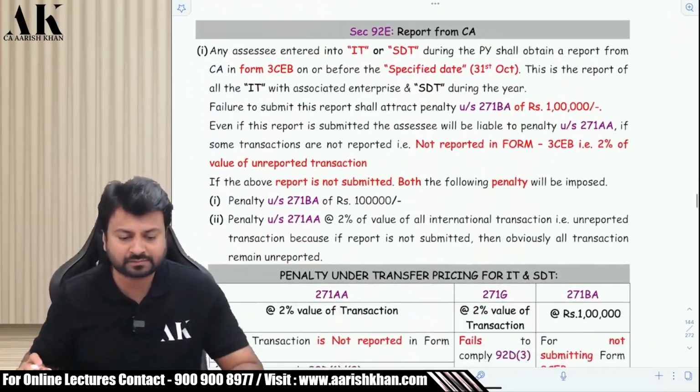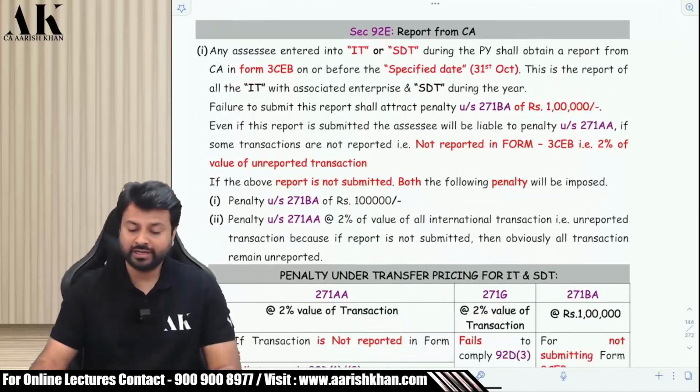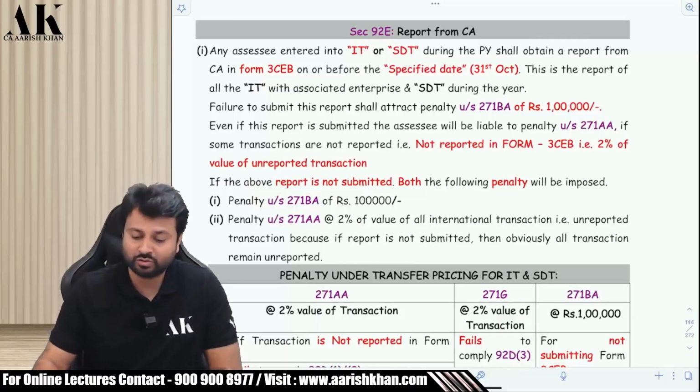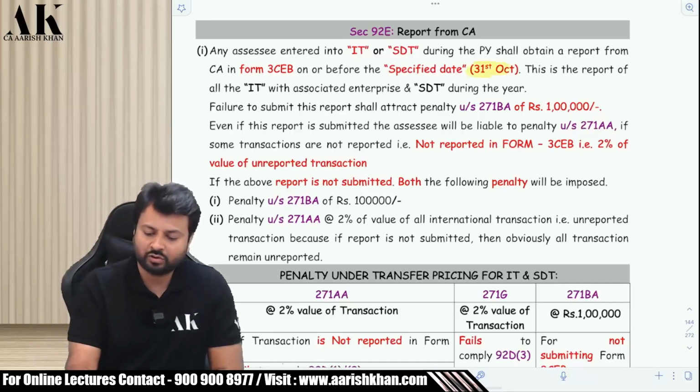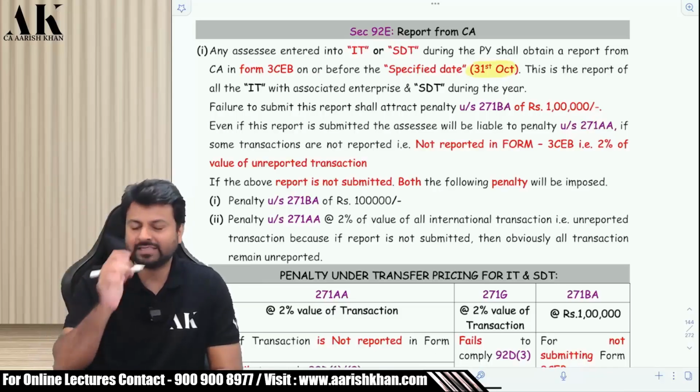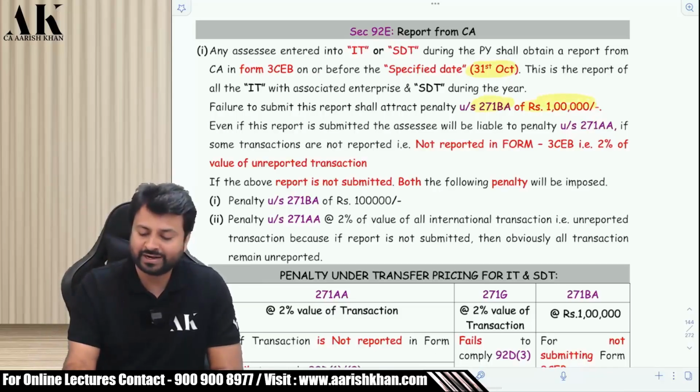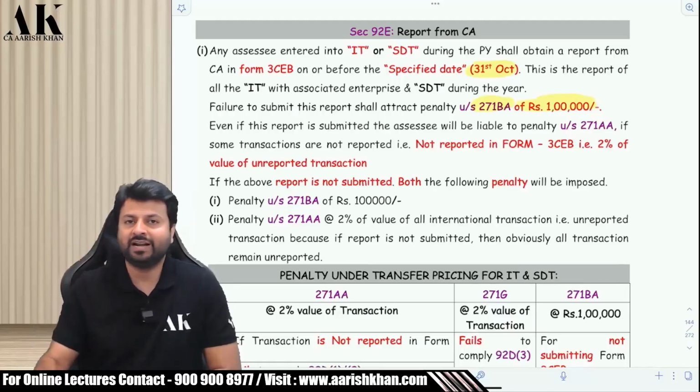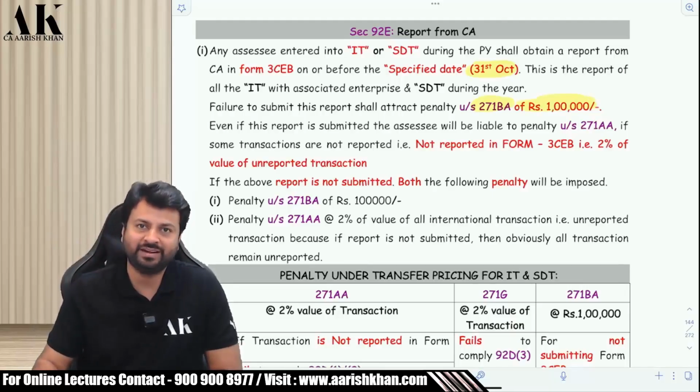Okay, check it please. So let's move on to the next point, and that is report from CA. Every transfer pricing assessee who is entering into international transaction or specified domestic transaction has to obtain a report from a CA in form 3CB by 31st of October, and it has to be filed by 31st of October. If you fail to file this report, then there is a penalty under 271BA of 1 lakh rupees. You have to pay that.